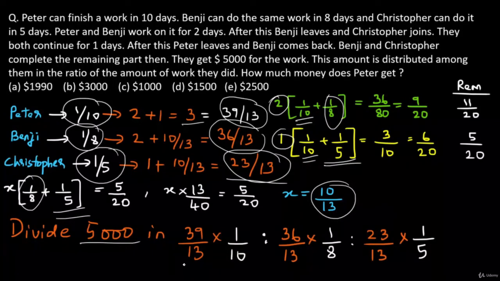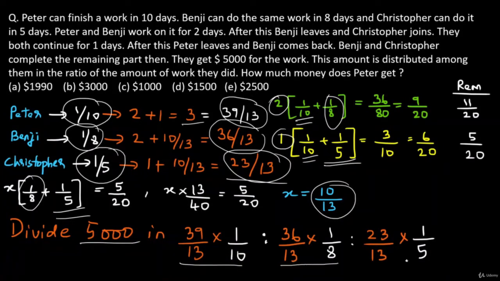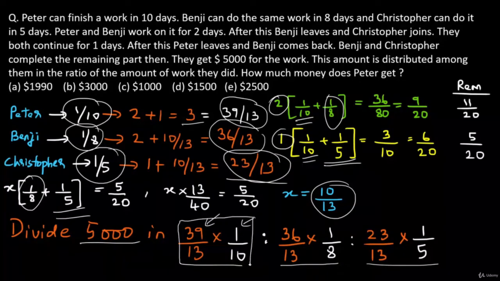So, right, this will be the amount of work that each of these have done, right? This is the number of days, and this is the amount of work completed in one day. So when you multiply them together, you get the amount of work completed by Peter. Similarly, over here you get the amount of work completed by Benji, and this is the amount of work completed by Christopher. Now when we need to divide 5,000 in this ratio, you can see that in each of these three parts we have 13 in the denominator. So let's cancel that out.